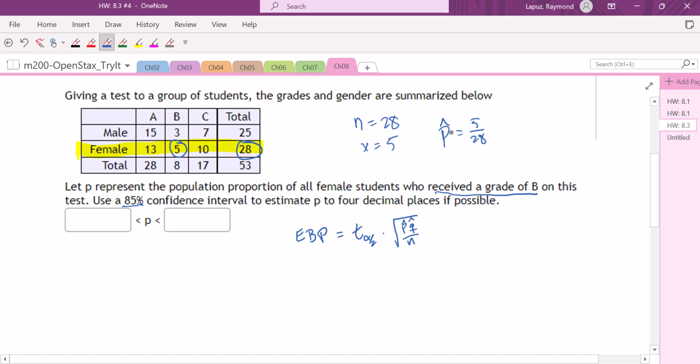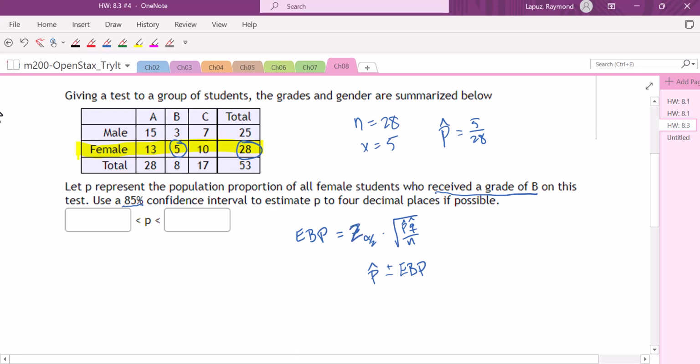After we get that, our proportion will be the P hat that we computed plus and minus the error bound for the proportion that we compute from here after we get our T distribution. I'm sorry, we are using the standard normal distribution, so we should be looking at the Z distribution.